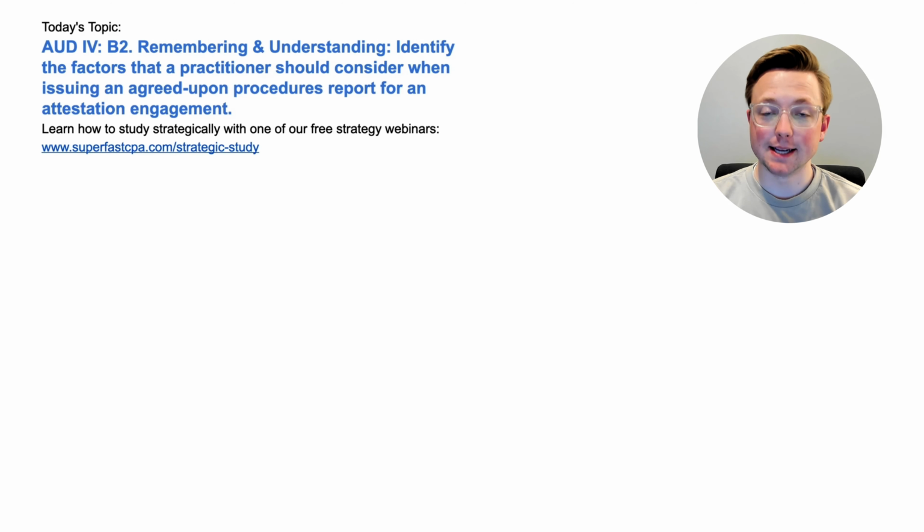I'm Logan, and in today's video, we're going to be going over audit area 4. This is section B2. This is a remembering and understanding topic. Identify the factors that a practitioner should consider when issuing an agreed upon procedures report for an attestation engagement. In the previous video, we talked about attestation engagements kind of in general, but now we're focusing more on agreed upon procedures.